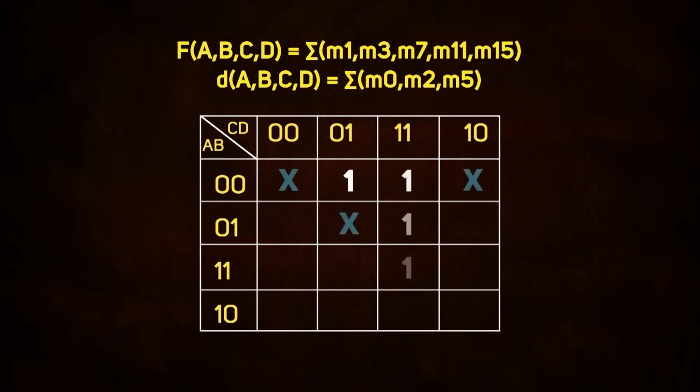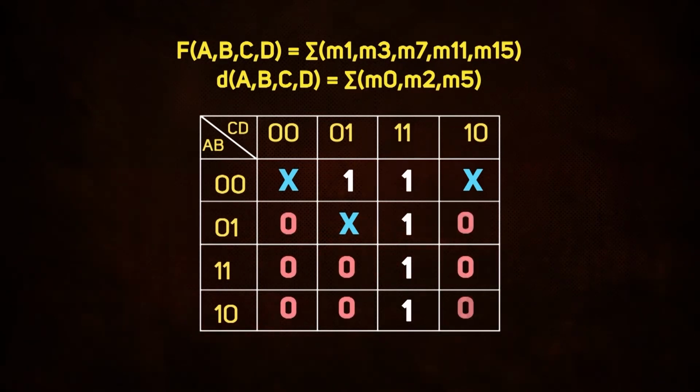Mark 1s in the respective positions of minterms that exist in f. Then let us mark don't care conditions from the function d in the cells 0000, 0010 and 0101. As you know, the empty cells represent 0 value. Let me just mark the zeros too. Now, we start grouping ones. Normally, we group like this.